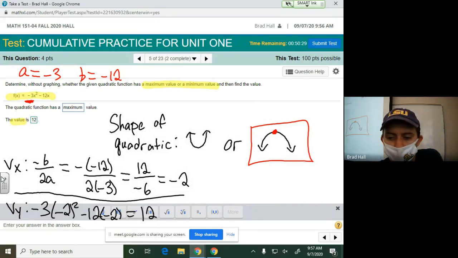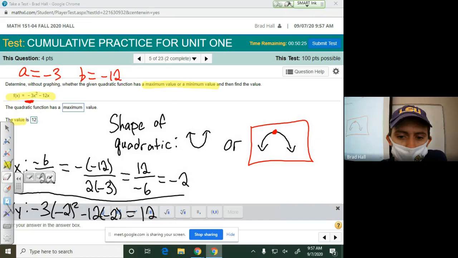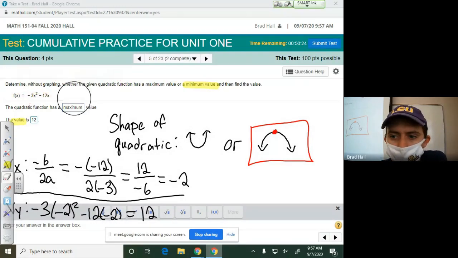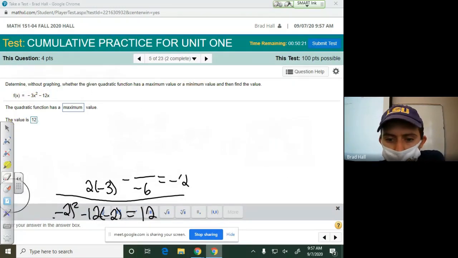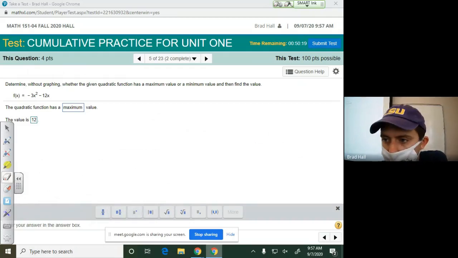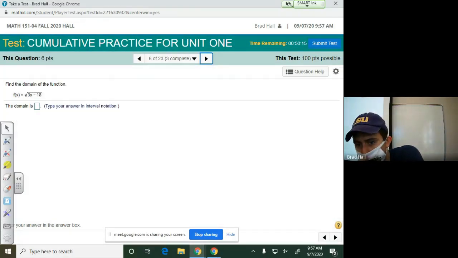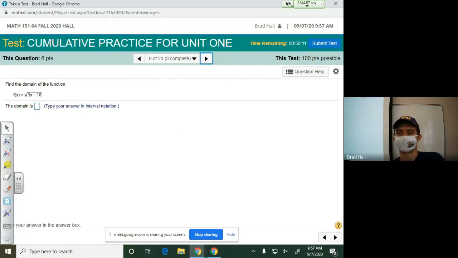Let me go ahead and erase, and let's move on. I think this is a good one. I would anticipate there being one domain problem on the test. So that means you need to know the criteria.